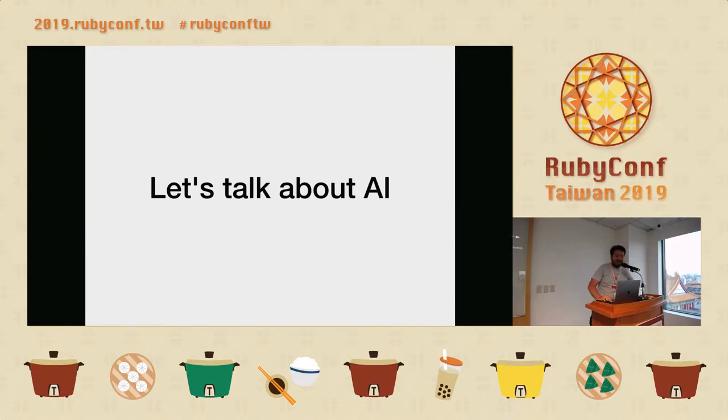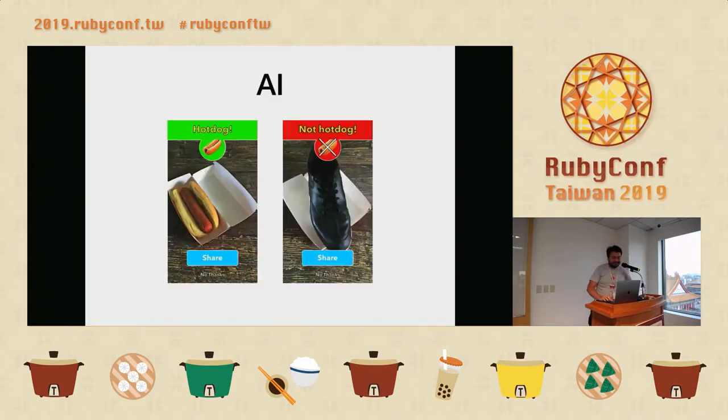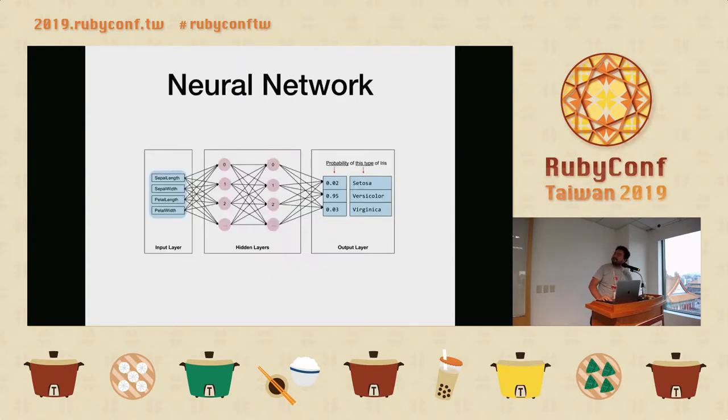Let's talk about AI. So what is AI? AI helps us identify hot dogs, right? You might have seen this app. It's available on the App Store. If you're interested, you can download it. So AI helps us eat real hot dogs instead of eating boots. But how does it work under the hood?